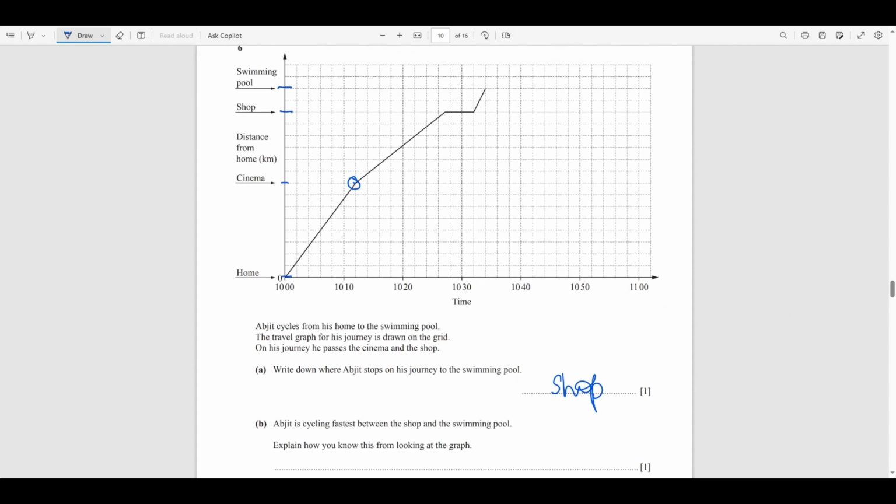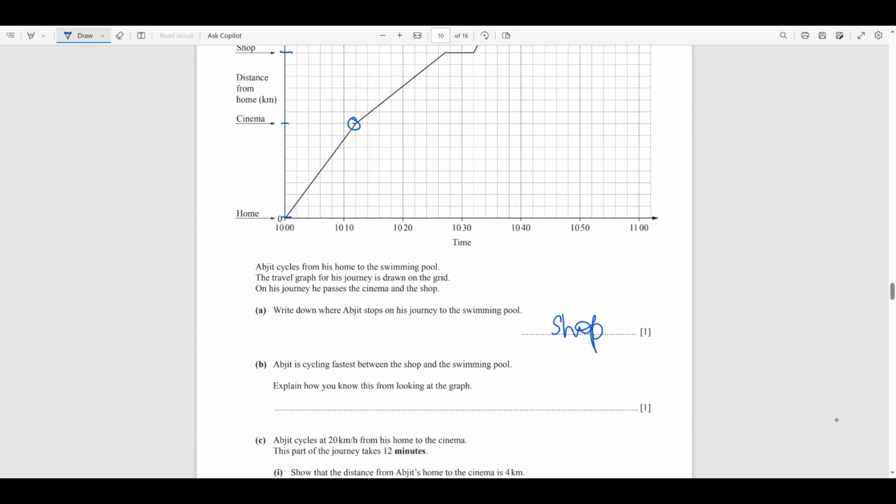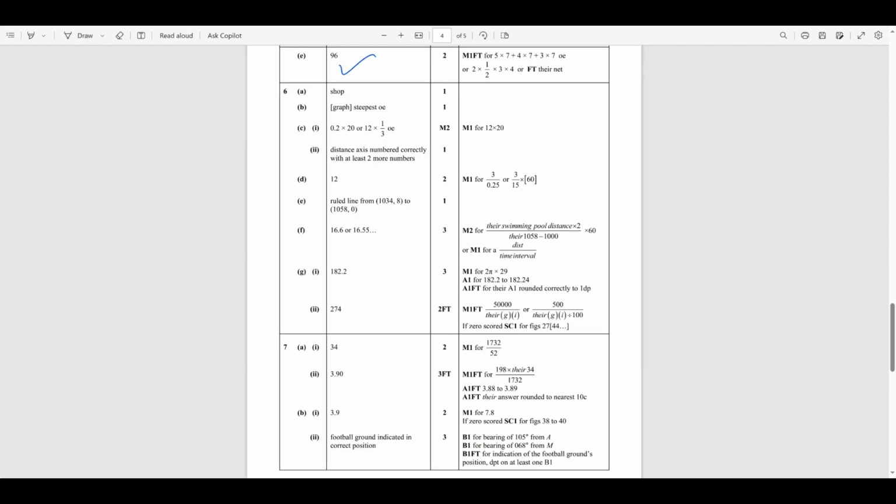Okay, now we can see this. It's because of the gradient. Gradient actually tells you how steep our line is. So gradient, you can say that it's because the line is steeper. Okay, so yeah, shop and steepest.